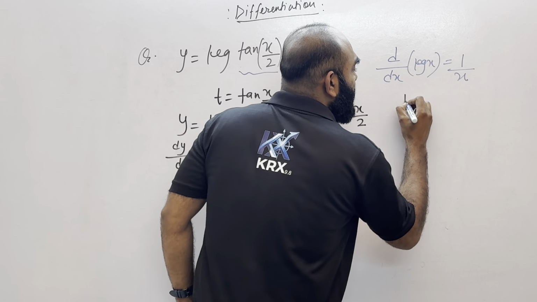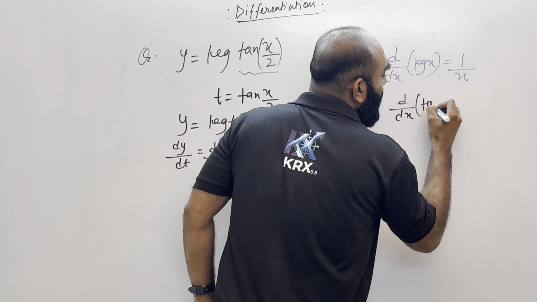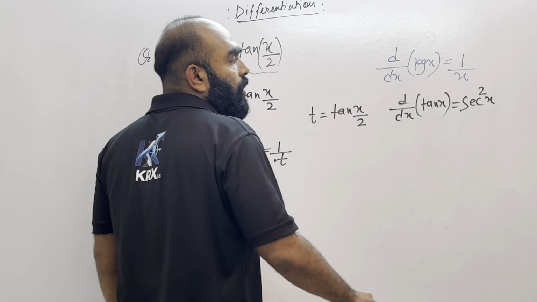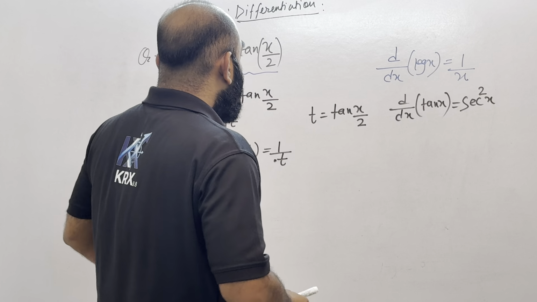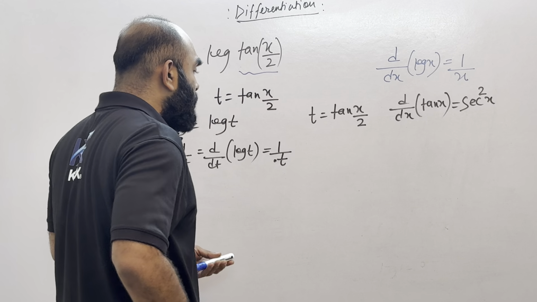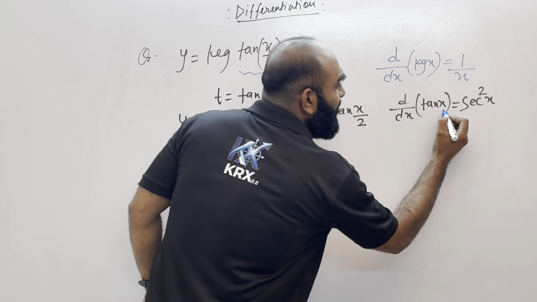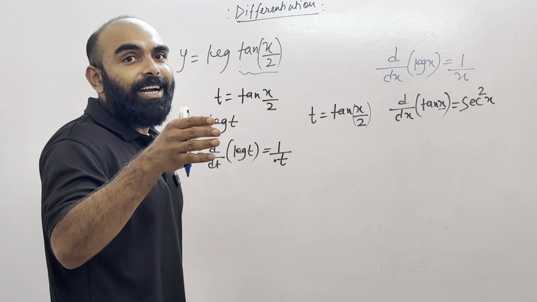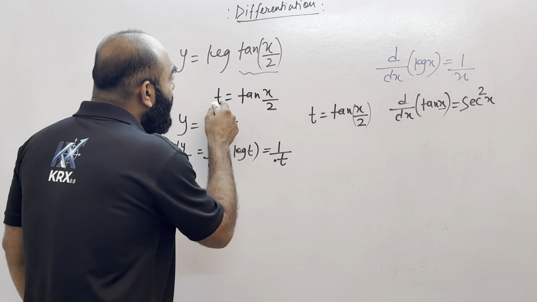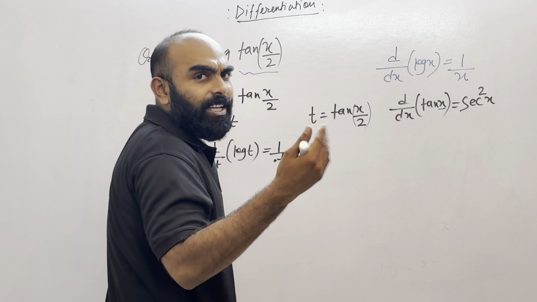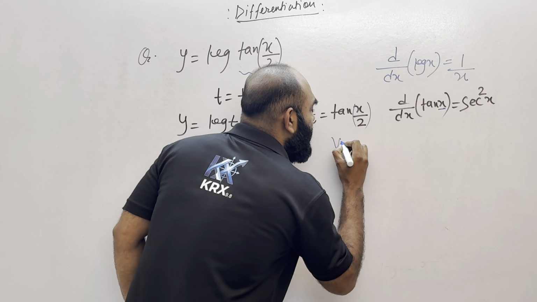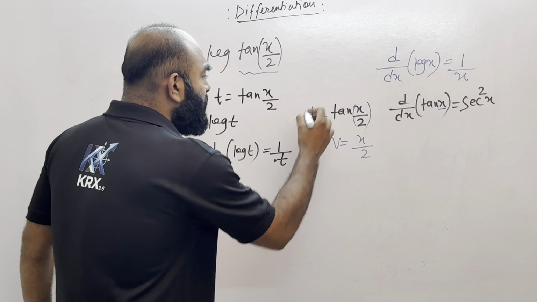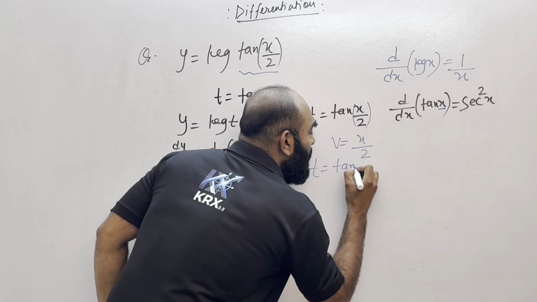Again, we know that d by dx of tan x is sec square x. We don't know the differentiation of tan of x by 2. Whatever the change is, in place of x it is x by 2, so you have to consider that change as some variable. Like here I have already taken t, so this I will take as some other variable. Let's say v is equal to x by 2. So t becomes t is equal to tan v.